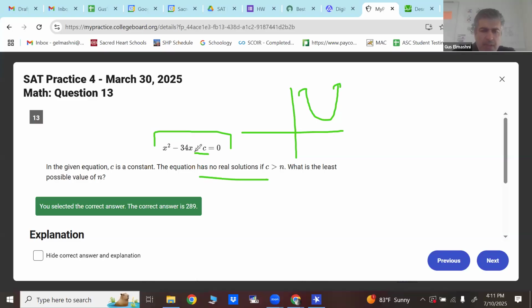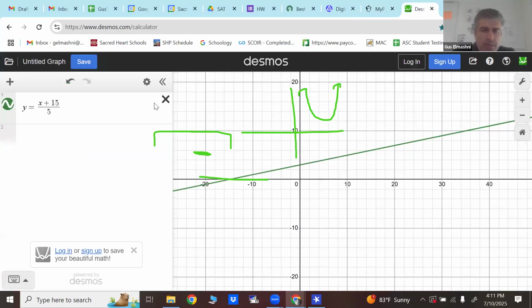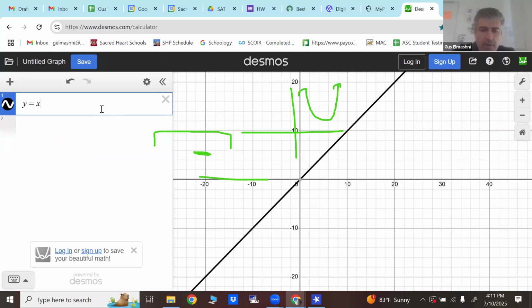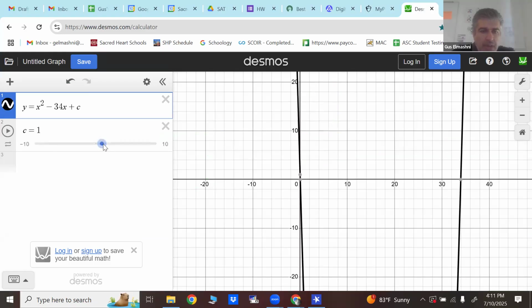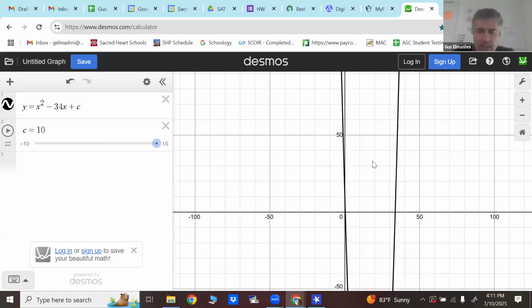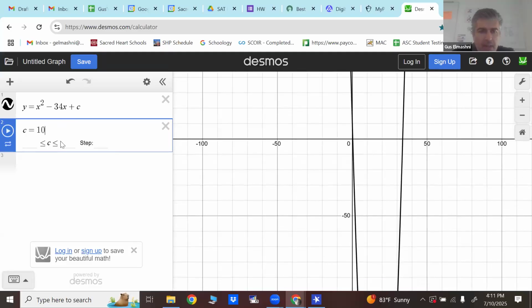Okay, well, that's kind of weird. C is the last number here, and they want C to be large enough so that it's not touching. So let's do that. I'm going to say y equals x squared plus 34x plus c. Maybe it was minus 34x, okay? And you're going to add a slider. Then you slide this until it's not touching the x-axis. So that doesn't help me. Looks like it's getting closer to being above the x-axis. So I'm going to increase this to maybe 100 and then slide it.